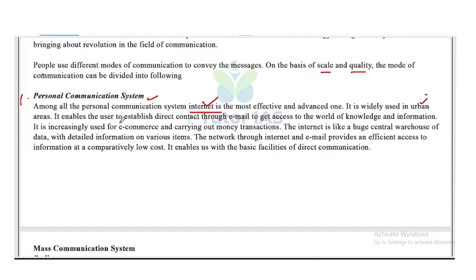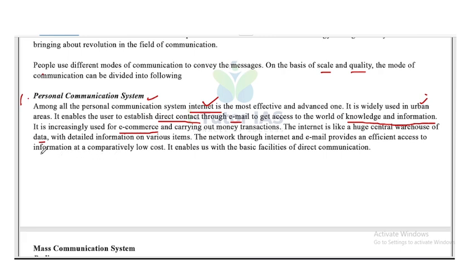It enables the users to establish direct contact through email to get access to the world of knowledge and information. So it helps with knowledge and information. It is increasingly used for e-commerce, that is electronic commerce, and carrying out money transactions. The internet is like a huge central warehouse of data with detailed information on various items. The network through internet and email provides efficient access to information at a comparatively low cost.